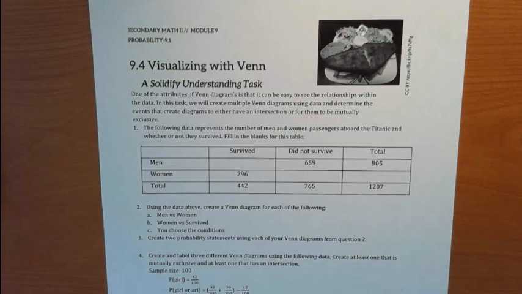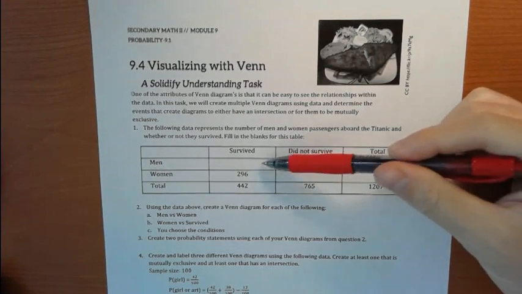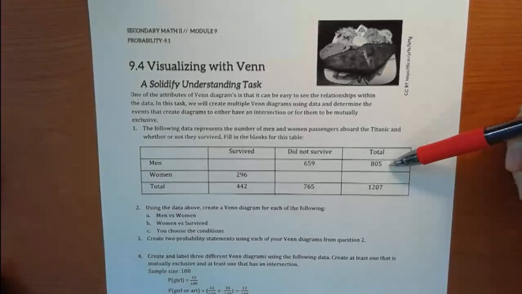So the first thing we're going to do is a little review of two-way tables, and we're going to be making Venn diagrams from this two-way table to answer some questions. So first and foremost, if we are looking at our two-way table, our first row is the men from the Titanic, and we're looking at survived versus did not survive, and then the total men.